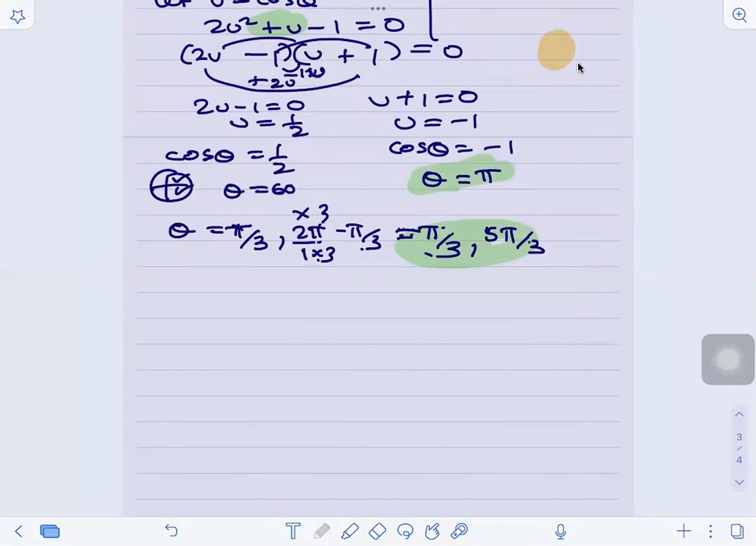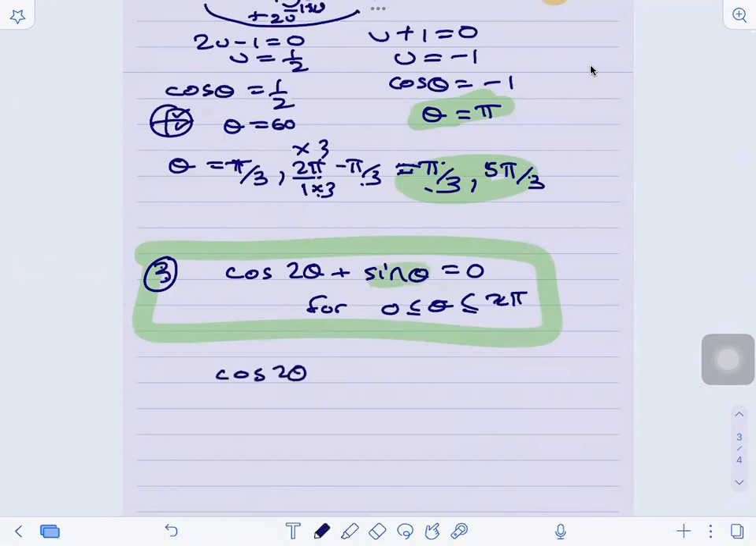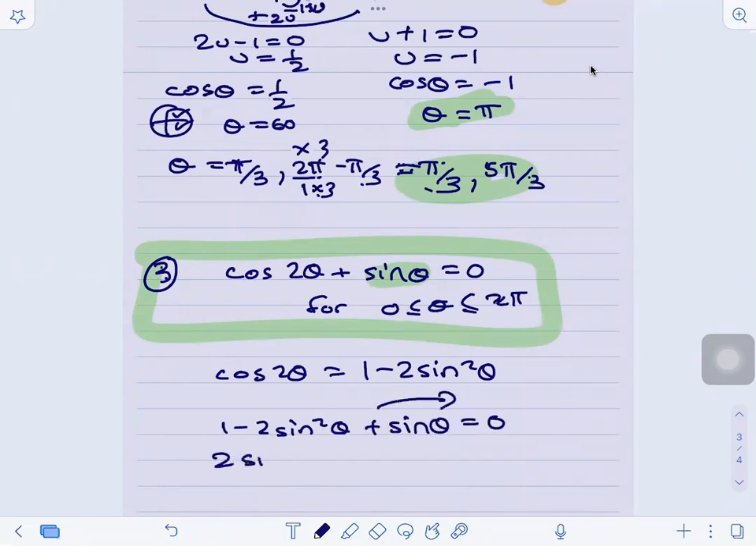Okay, so the next one. Let's have a look at this one now. The second part of this equation has a sine, so for cos 2 theta, you're better off changing that to 1 minus 2 sine squared theta. So it's 1 minus 2 sine squared theta plus sine theta equals 0. Bring it all to one side to make it positive. So it's 2 sine squared theta minus sine theta minus 1 equals 0.